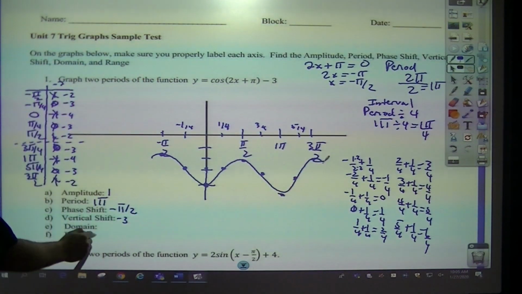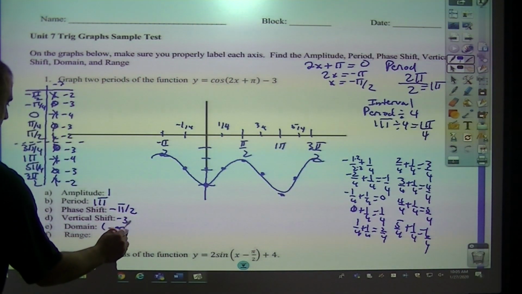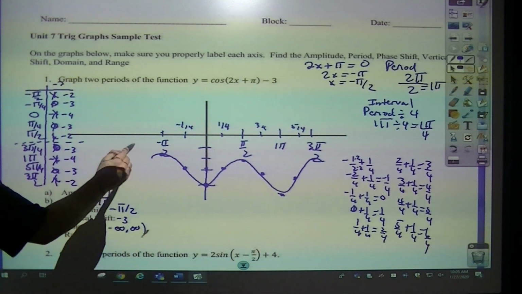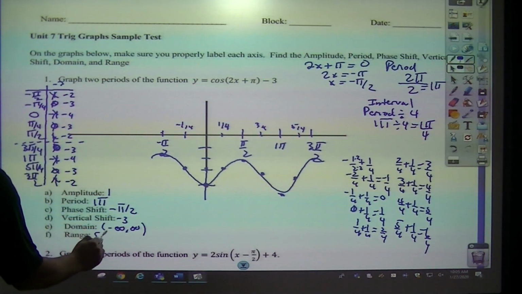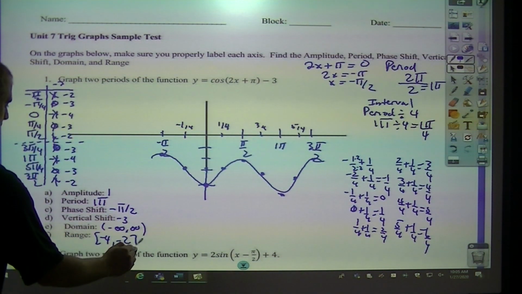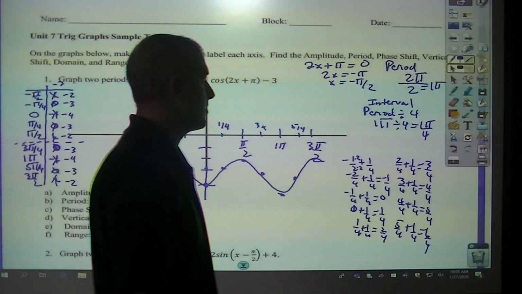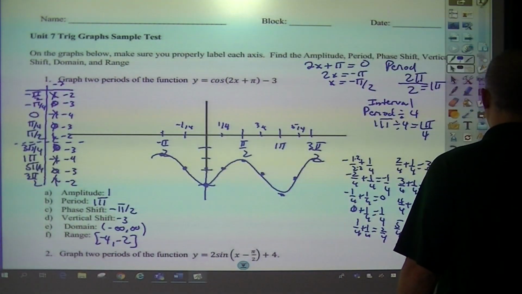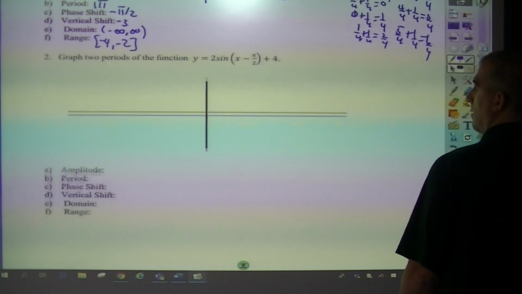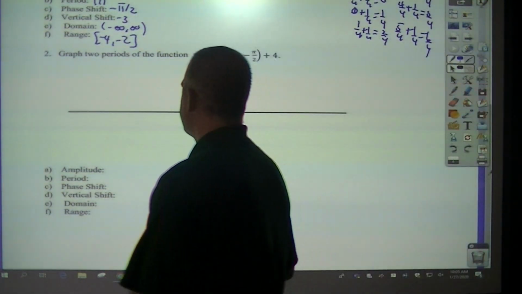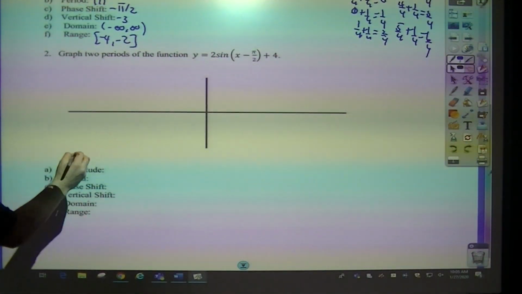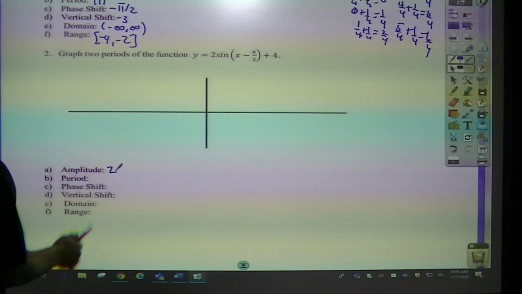Okay, from a domain standpoint, that's going to be -infinity to infinity, and my range goes between -4 and -2, with the closed bracket. All right, so in this case, my amplitude would be 2 because I got that in front there.